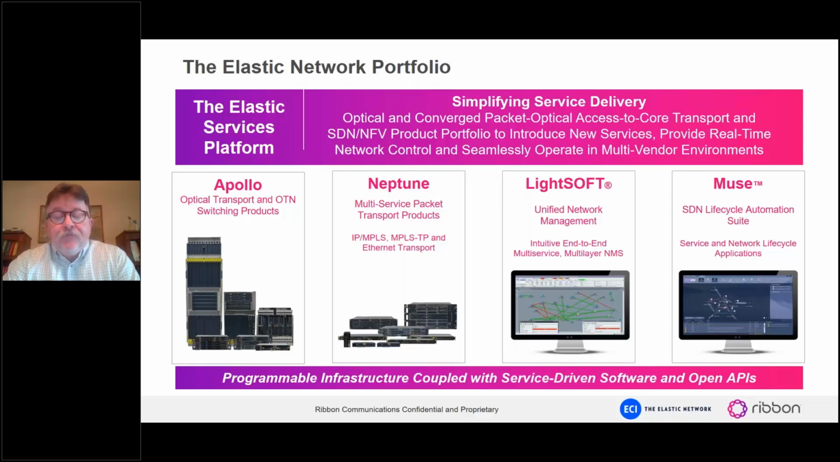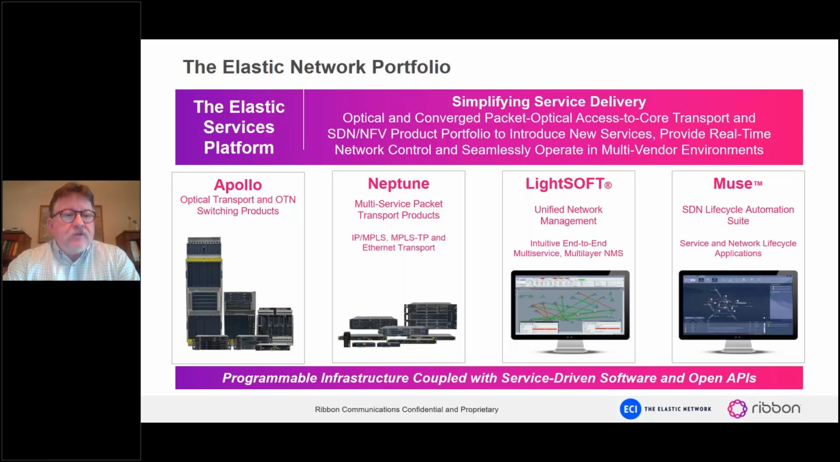Most importantly, savings in CapEx and OpEx. But before we get into that, I want to give you just a very brief one-slide description of who we are. The optical and IP side of Ribbon has a number of products that you may not be aware of.